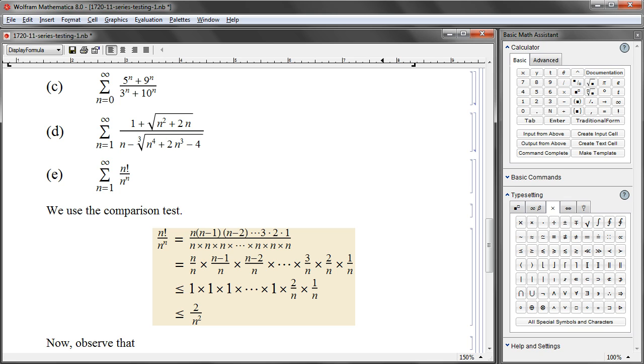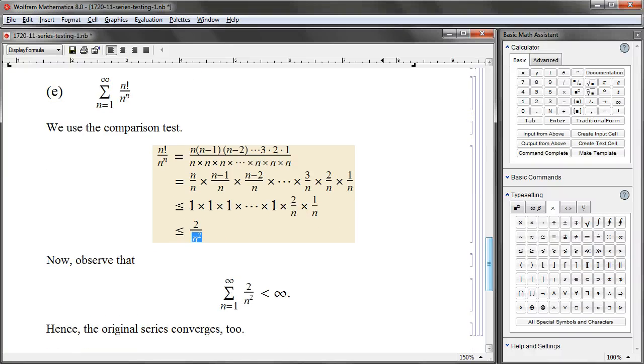Well, you have n factorial in numerator, and n times n times n times that kind of thing in denominator, and decompose everything. We have n over n times n minus 1 over n minus 2 over n, and so on. And what we do, we simply leave the last two and then overestimate everything by 1 because denominator is bigger. So what do we have? This thing is less than 2 over n squared. And what's that? N squared? That's a p-series. P-value is equal to 2. So we have to have a convergence. So the original series converges as well.